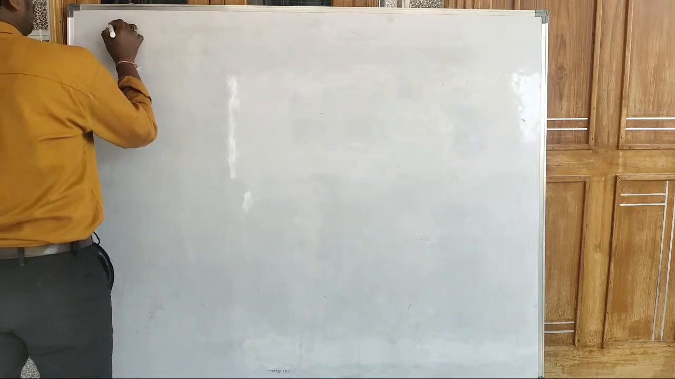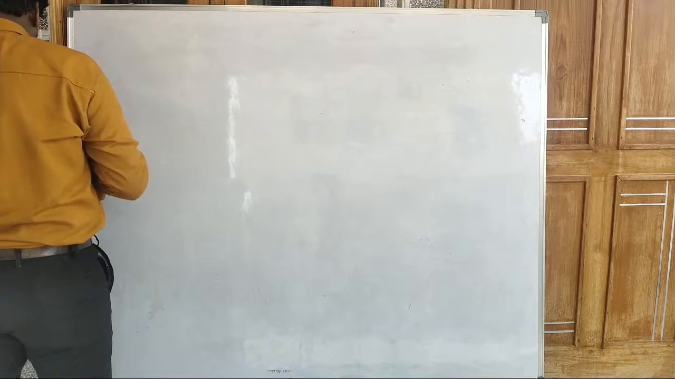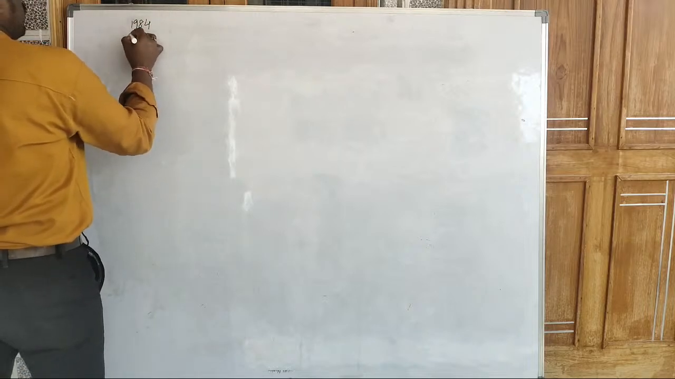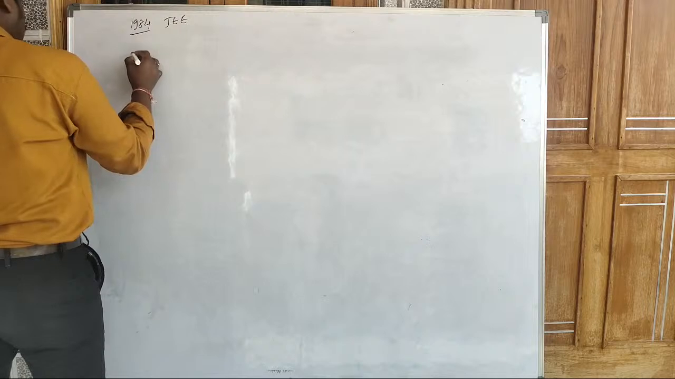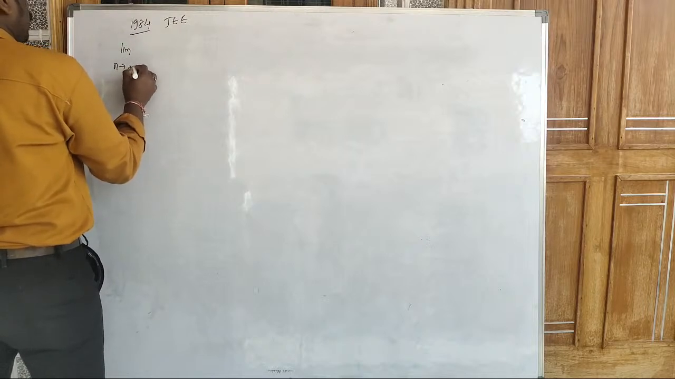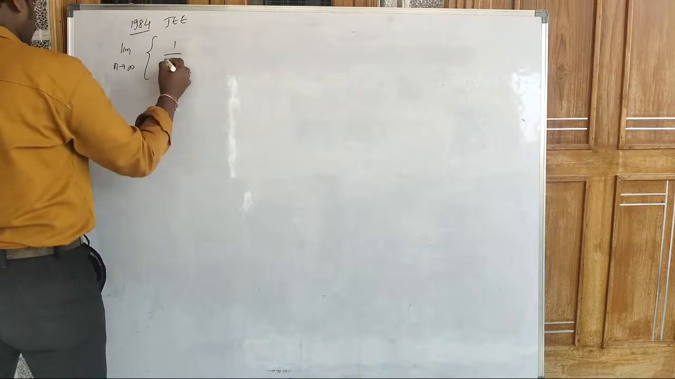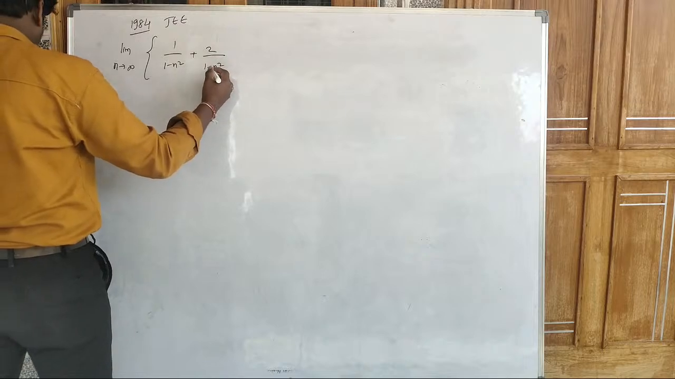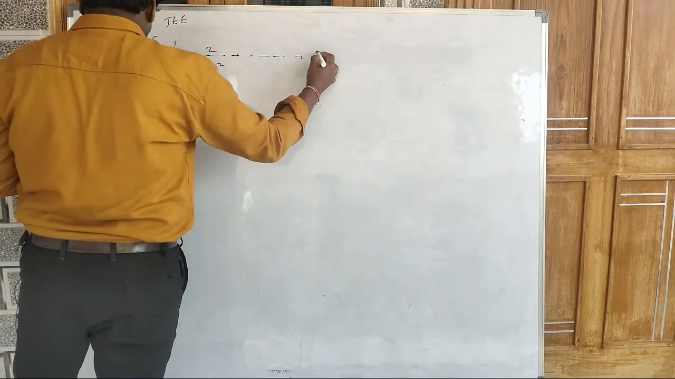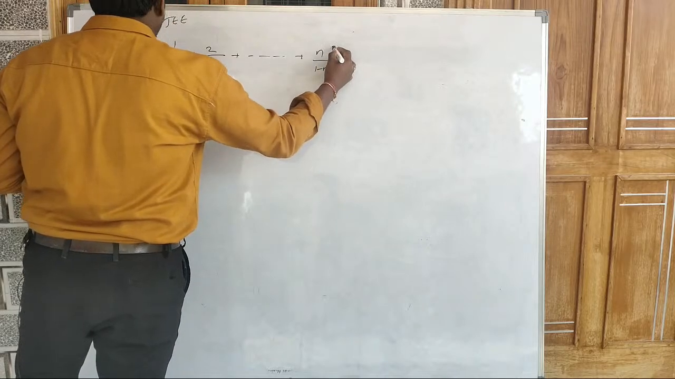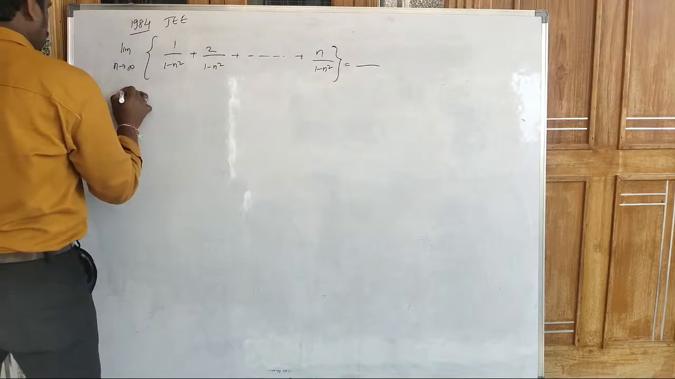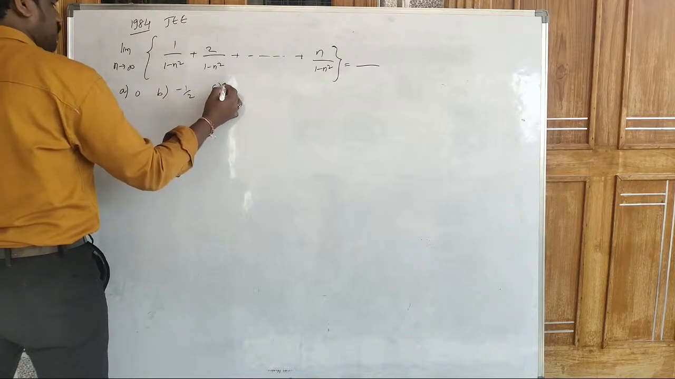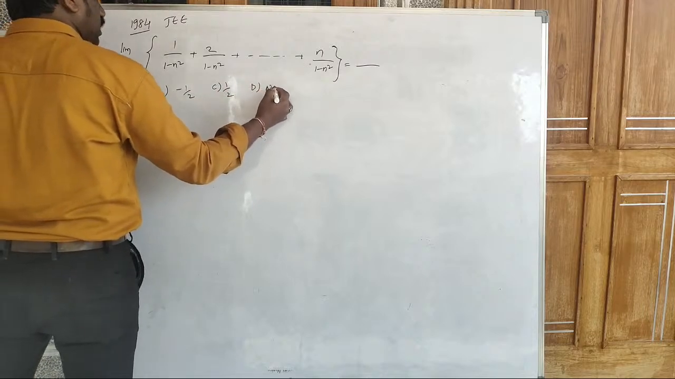Right now we will learn more standard limits, but before that let me complete this question. This was asked in JEE 1984. The question is: limit n tending to infinity of 1 by 1 minus n square plus 2 by 1 minus n square plus so on plus n by 1 minus n square is equal to how much? Option A 0, option B minus 1 by 2, option C half, option D none.